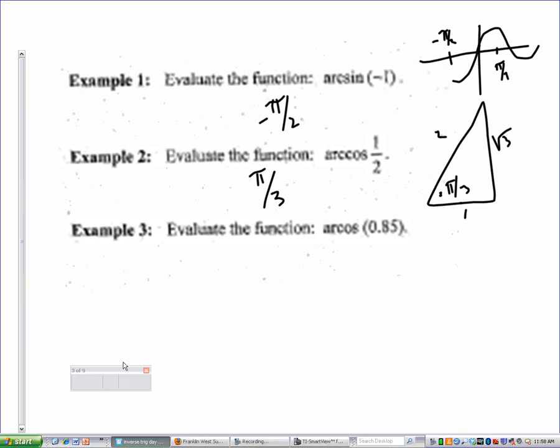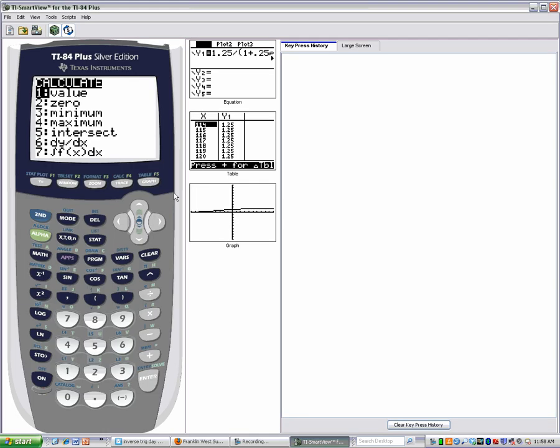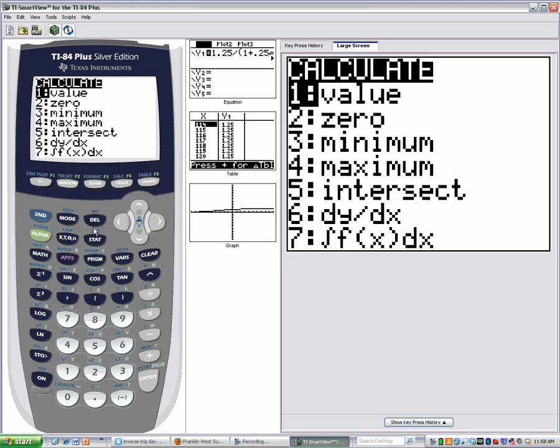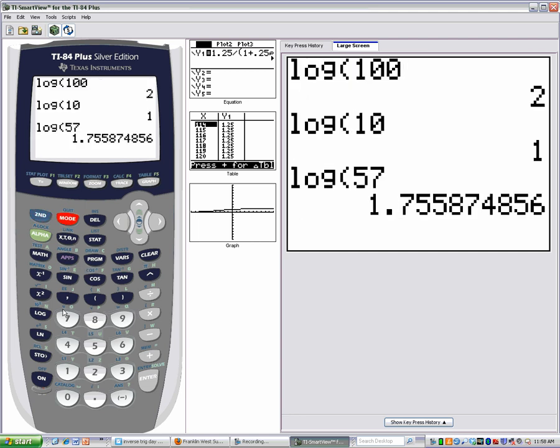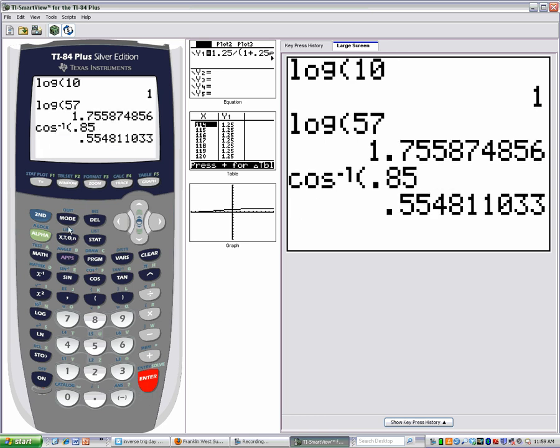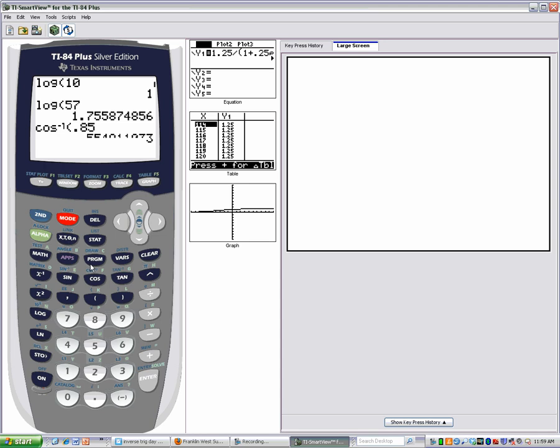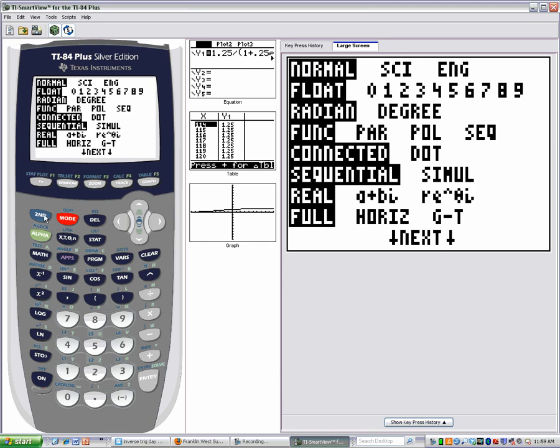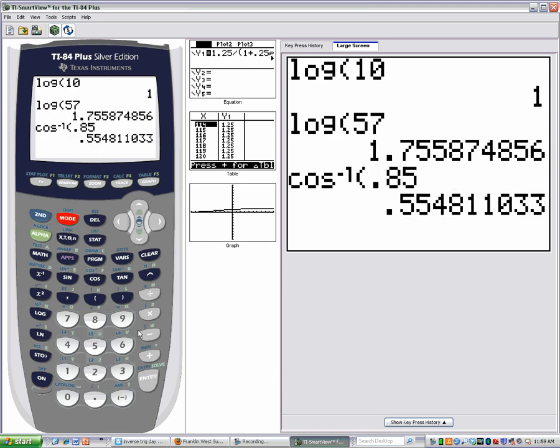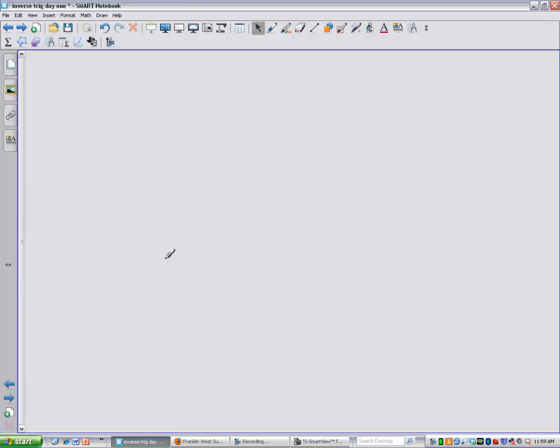Okay. And then evaluate the function whose cosine is 0.85. Here's where we don't have that on our trig table, so we just run to the calculator. Go large screen. We're just doing inverse cosine, so that's second cosine of 0.85. Enter. That's 0.5584, and I just want to make sure that I'm in radian mode before I get too far along. Yep, great. So it's 0.555 radians would be what we'd be looking at here.